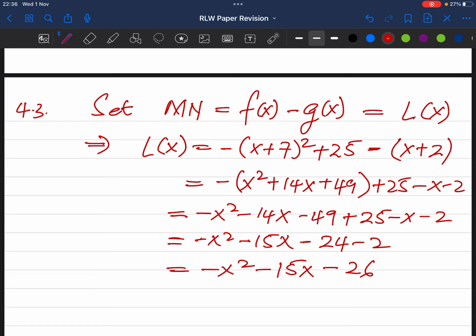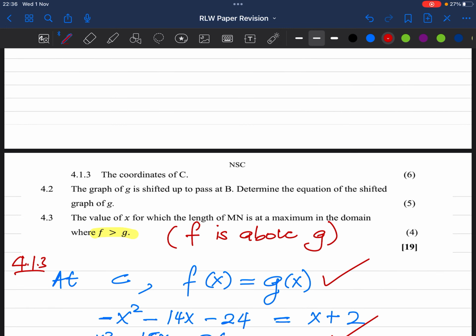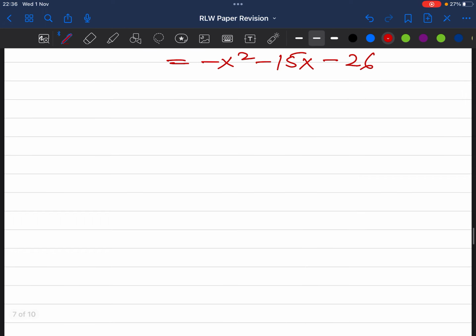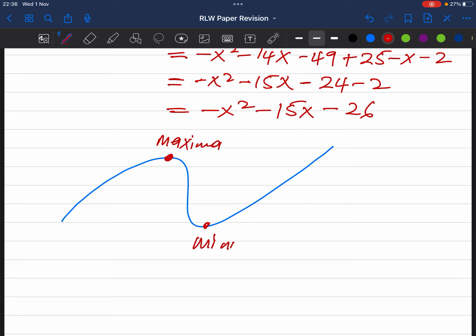Now, like the question says, we want to find the value of x which will give you the length of MN as a maximum. So we need to think about minima and maxima. Let us recap a bit. If you have your function of this form, this is your maximum point, your maxima. This one is your minima. You can find maxima and minima by equating the derivative of the function to 0. Maxima is the highest point that the function can attain. Minima is the lowest point that the function can attain.